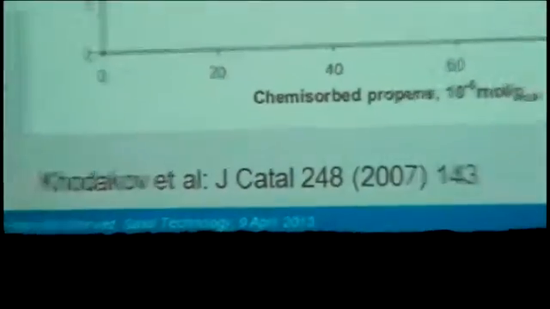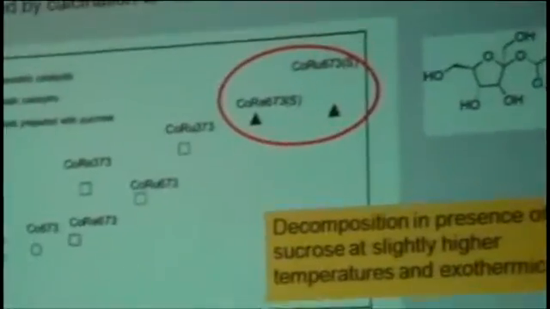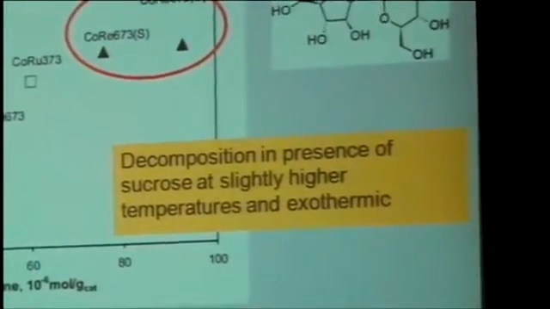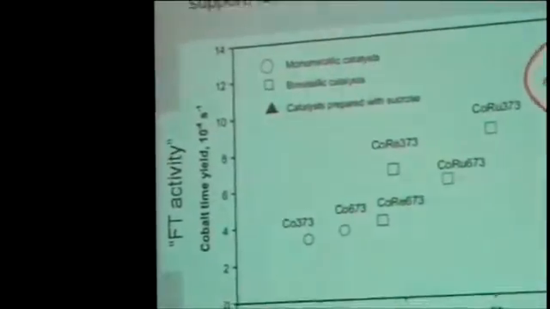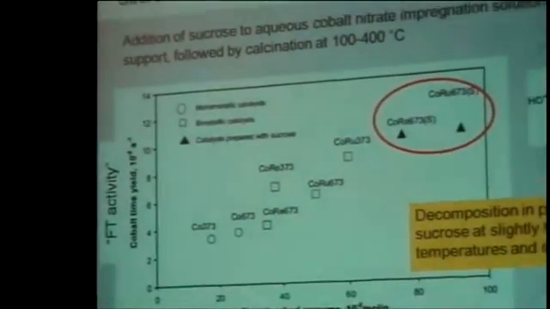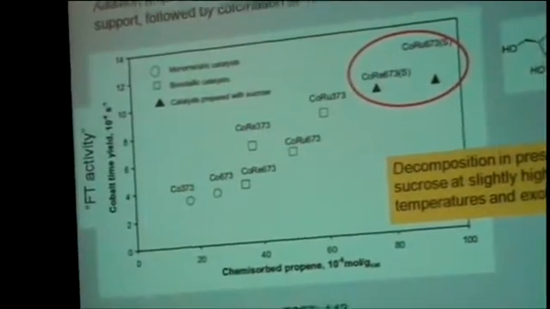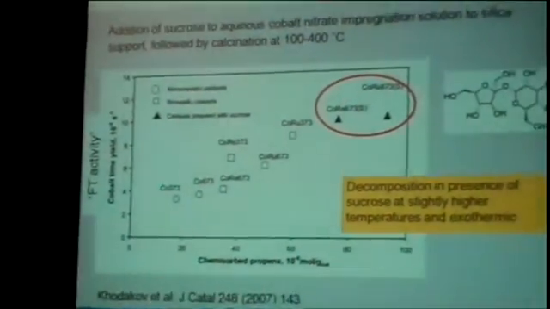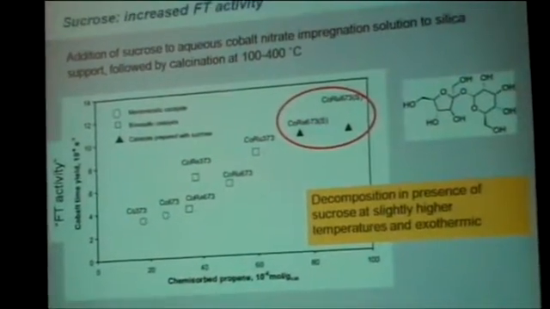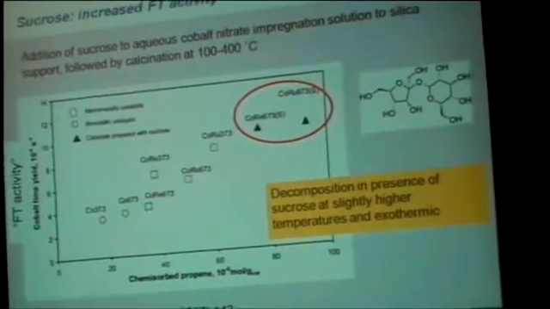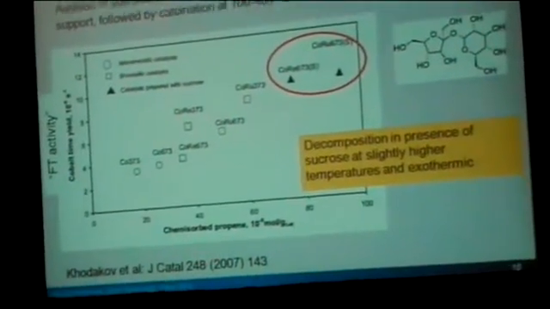First of all, work by Khodakov in France. They used sucrose, which they added to the cobalt nitrate during impregnation. They used that to make silica-supported catalysts, and they clearly showed that the sucrose had a positive effect on the cobalt crystallite size, and in that manner they got an increased catalyst activity. They also reported that the calcination, or the decomposition of the cobalt nitrate, occurred at a slightly higher temperature due to the presence of the sucrose and became exothermic, which could of course be a problem if you start designing large catalyst preparation plants.